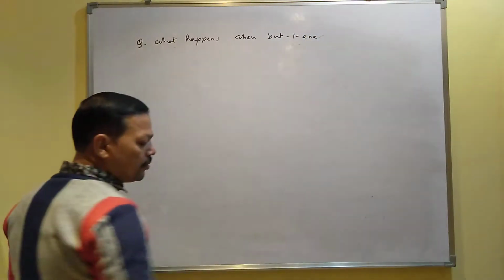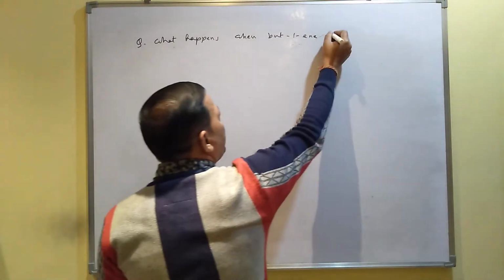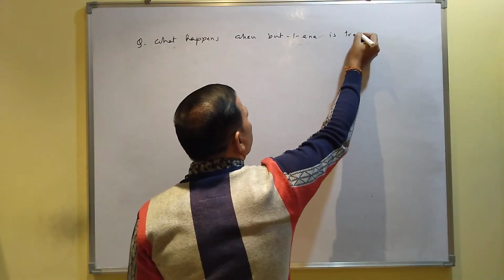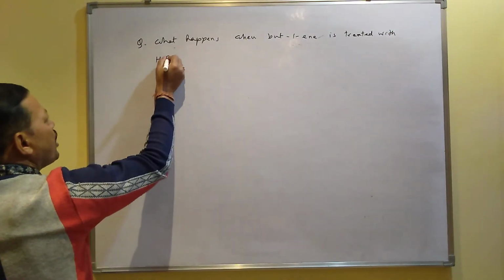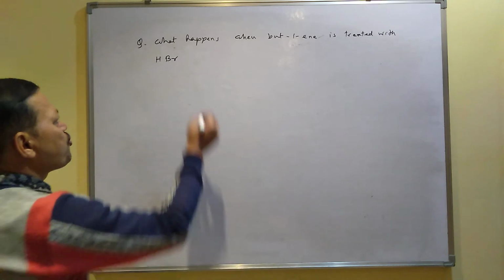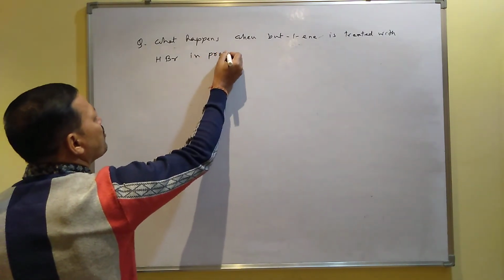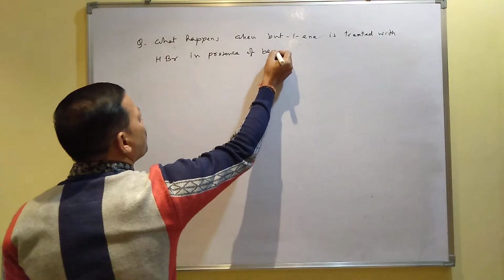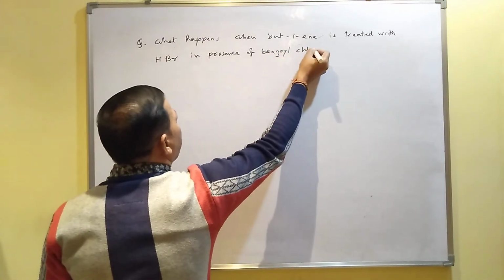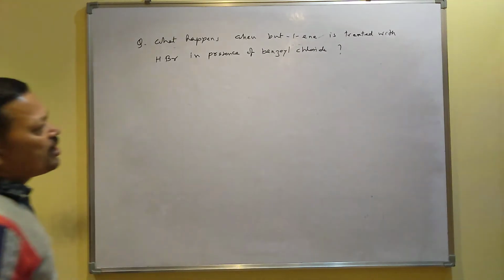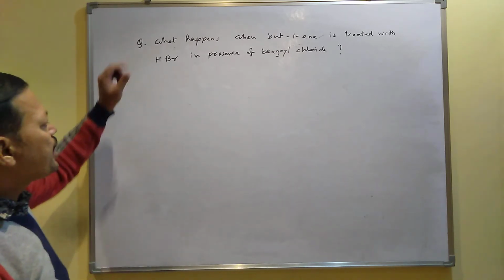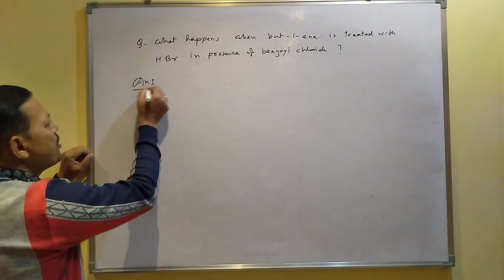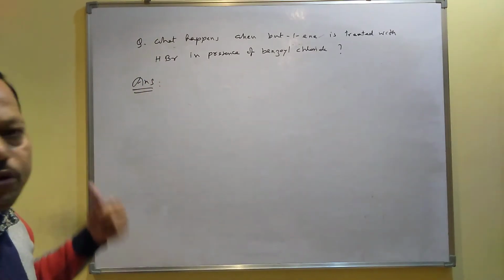butene-1 is treated with HBr, I mean hydrogen bromide, in presence of benzoyl peroxide? If the question is like this, what happens when butene-1 is treated with HBr in presence of benzoyl peroxide? For this type of question, when you write the answer, you have to mainly write the reactions. You have to show the reactions.